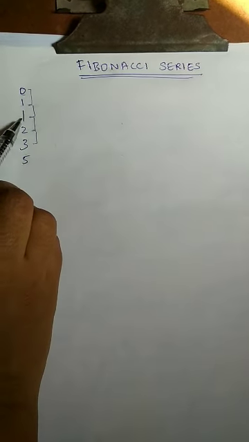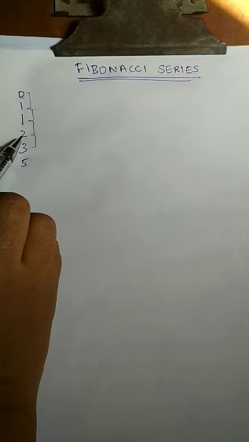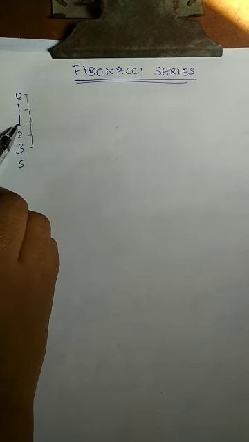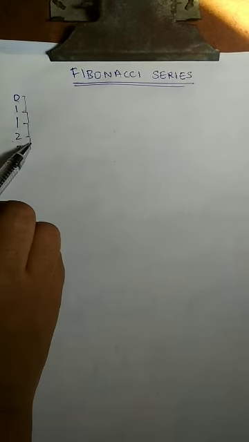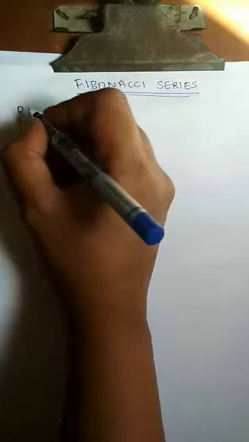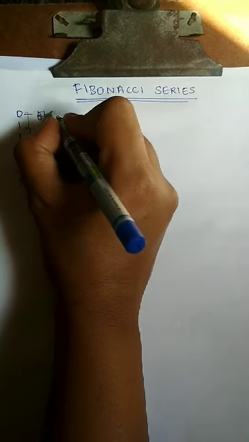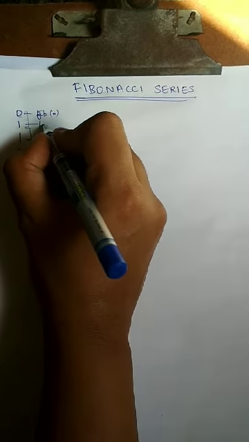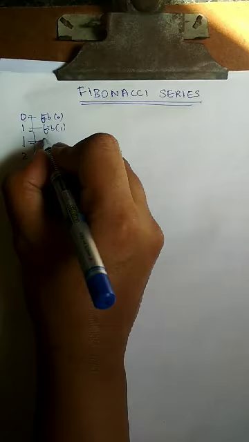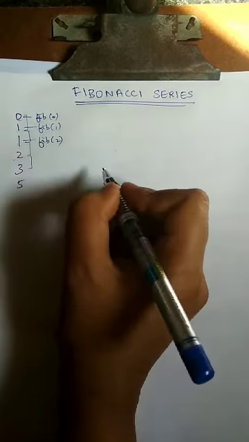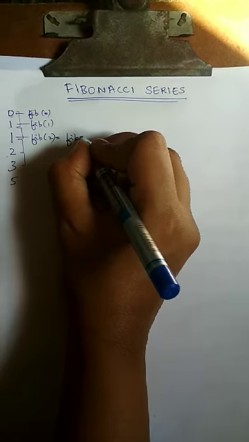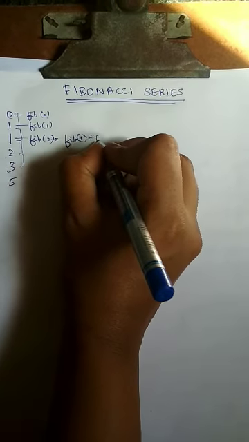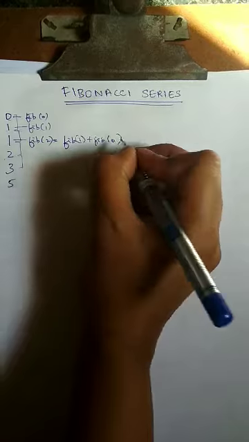So 0 plus 1 will give you 1. The next number in the series is got by adding the previous two, so 1 plus 1 will give you 2. Next, 2 plus 3 will give you 5. So this is called the Fibonacci series. I can call this fib of 0, this fib of 1, and this fib of 2. So fib of 2 I can get by adding fib of 1 plus fib of 0.